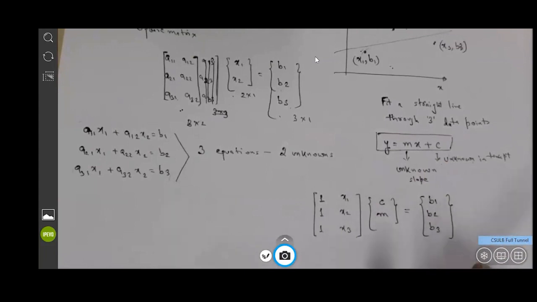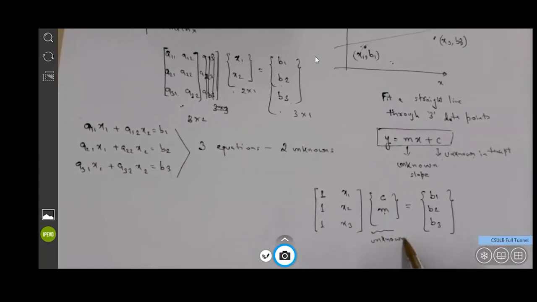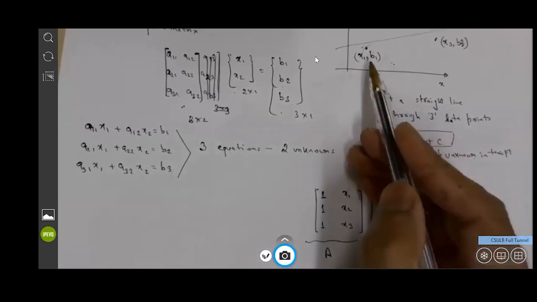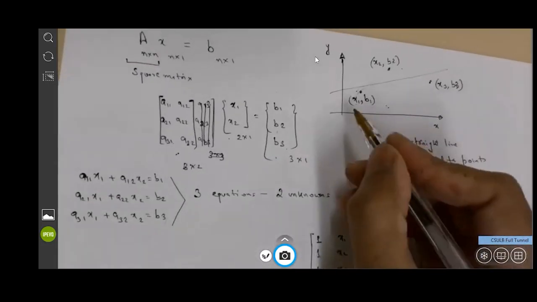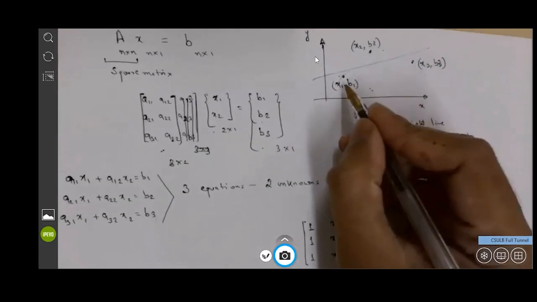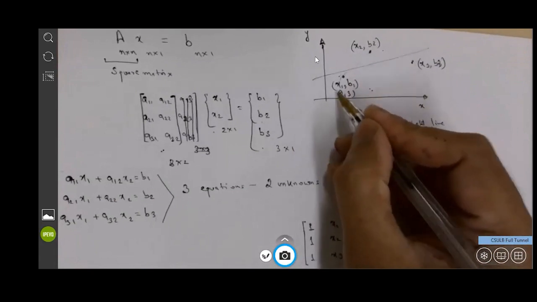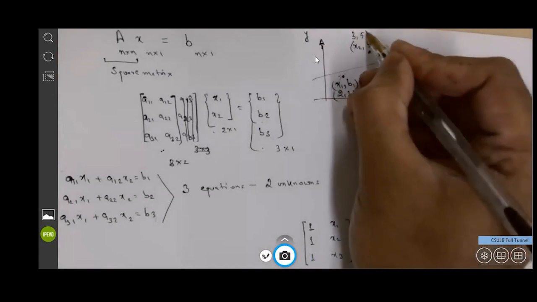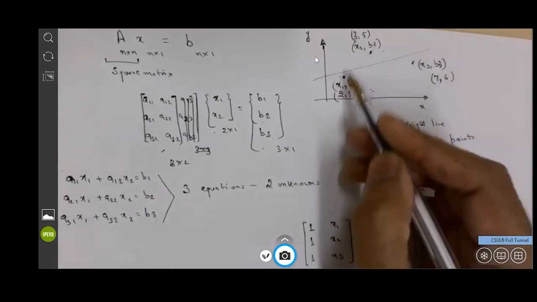Basically what I'm trying to say here is, I want to find a slope and intercept. These are my unknowns. And this is my A matrix, because this is known. X1, this coefficient, is known. If I just take some numbers here, I hope you are understanding what I'm trying to say. These are not variables, these are unknown numbers. So let's say I have got 2, 3, 3, 5, and let's say 7, 6. So these are the data points I got.